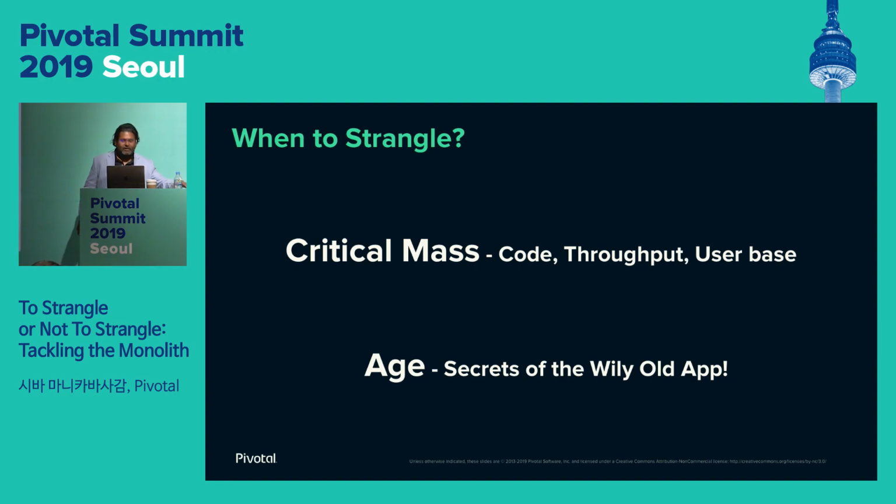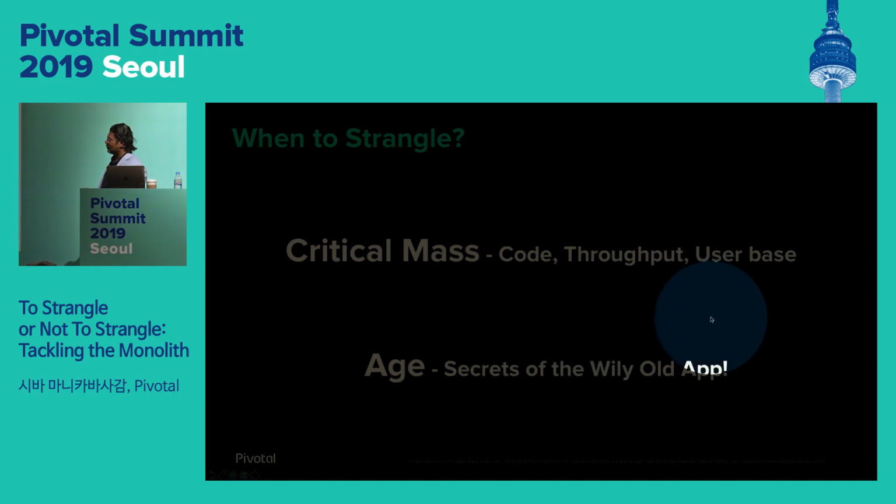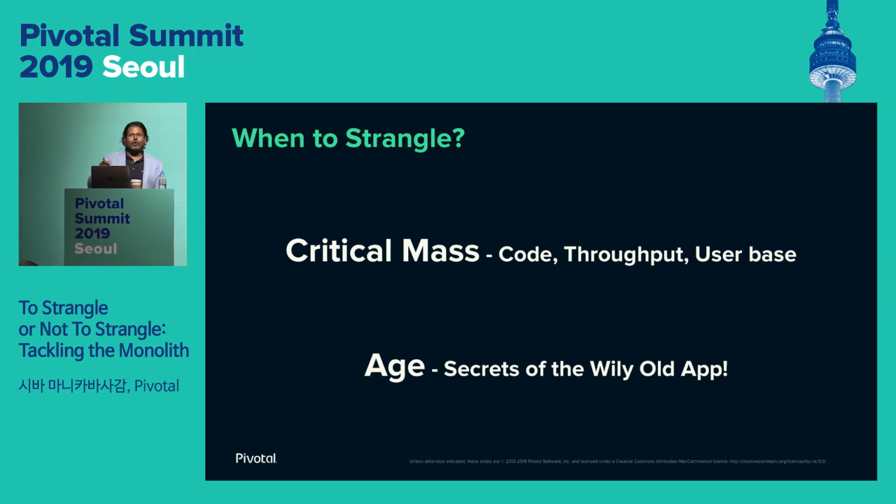There are large institutions that run software that is 20, 30 years old. None of the folks who wrote those applications are even employed in that enterprise. So there are a lot of secrets buried in old applications. You have to watch out for that. When there is a lack of business logic clarity, again, Strangler becomes a low-risk way of rewriting an application.